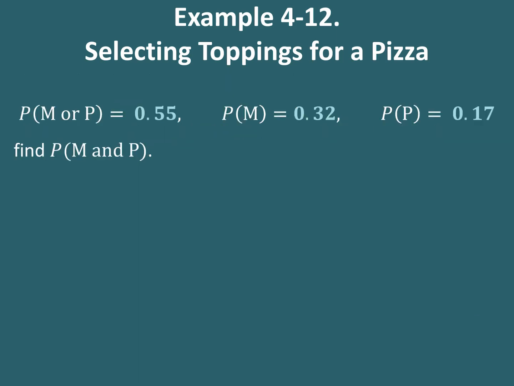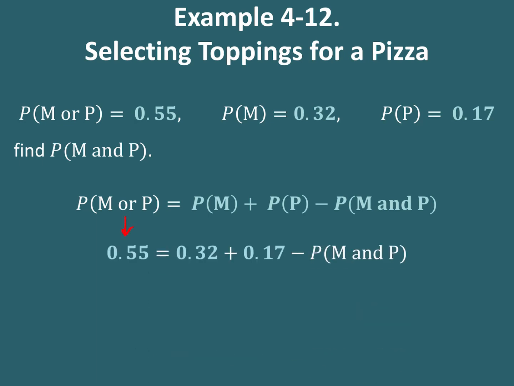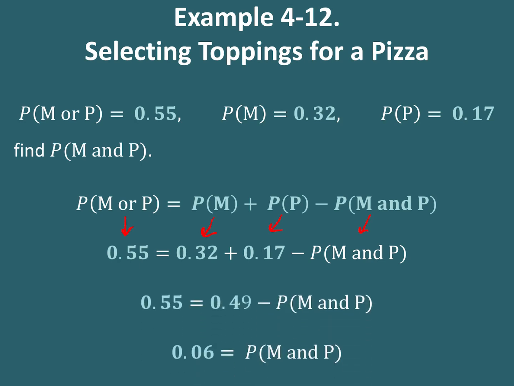So to solve for this particular example, we go ahead and remind ourselves of the second addition rule, which I may say once again, you can actually use for either mutually exclusive events or non-mutually exclusive events. This rule works for both situations. So once again, since we are given most of the information here, let's replace what we know and solve for what we don't know. So quite simply, solving for the probability that they choose mushroom and pepperoni gives us 0.06.